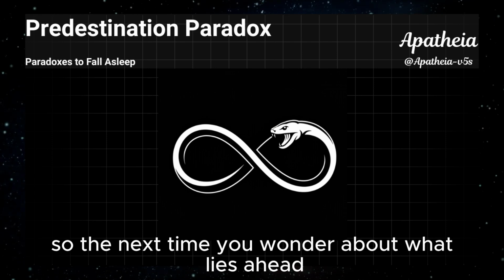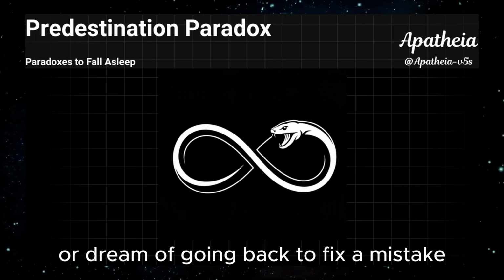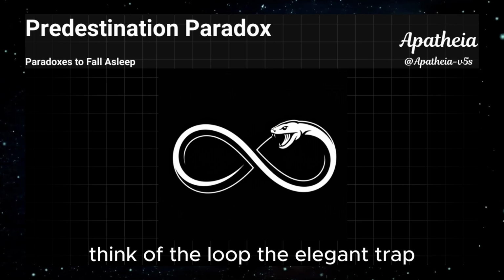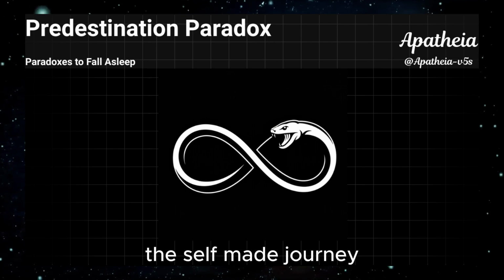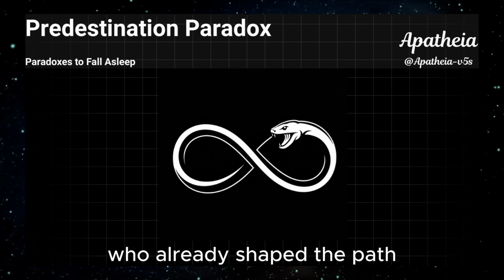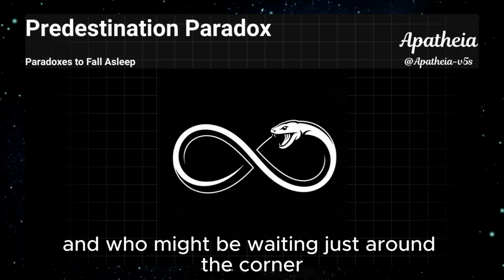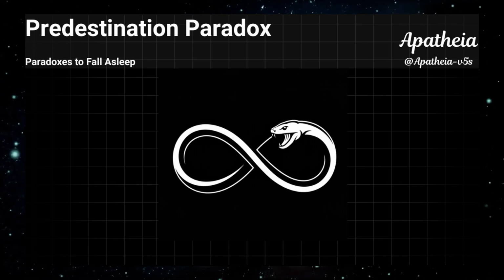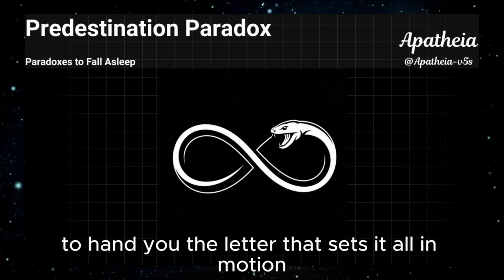So the next time you wonder about what lies ahead or dream of going back to fix a mistake, think of the loop, the elegant trap, the self-made journey. Think of the version of you who already made the choice, who already shaped the path, and who might be waiting, just around the corner, to hand you the letter that sets it all in motion.